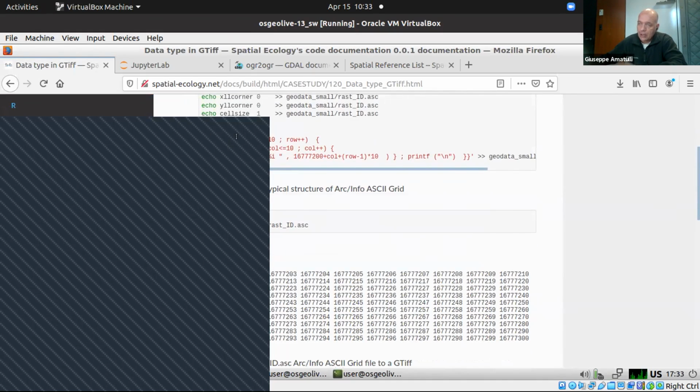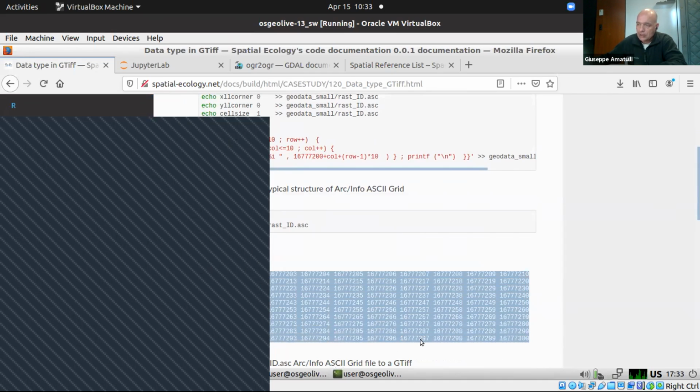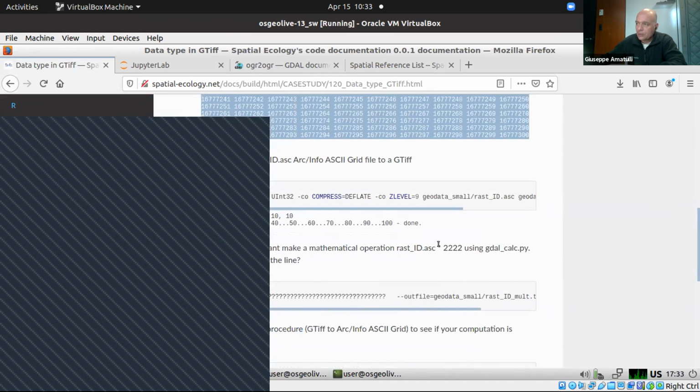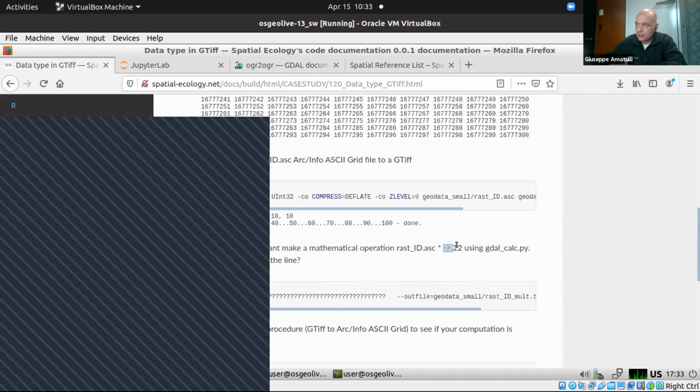I use AWK to create a matrix and then convert it to a TIFF. And then we use these numbers, and I just want to multiply this number by 22. So you can use GDAL calc, but you need to be careful to avoid these problems, because if not, your computation will be wrong.